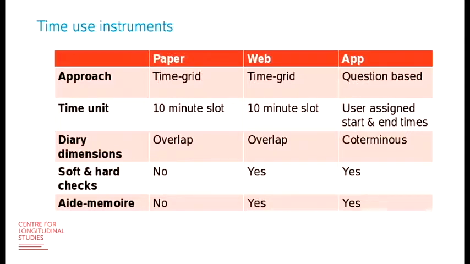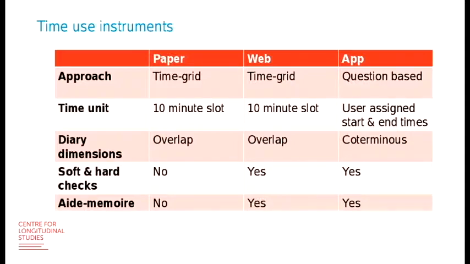In terms of the diary dimensions, in both the web and the paper diaries, the different dimensions, so the activity, the location, who they were with, and their enjoyment, could overlap one another. But for the app, the dimensions were coterminous. So in other words, if they reported being at school or doing homework at a particular time, then the location had to correspond exactly to that slot, as did who they were with and the enjoyment of that activity. It couldn't overlap with another activity that came before or after.